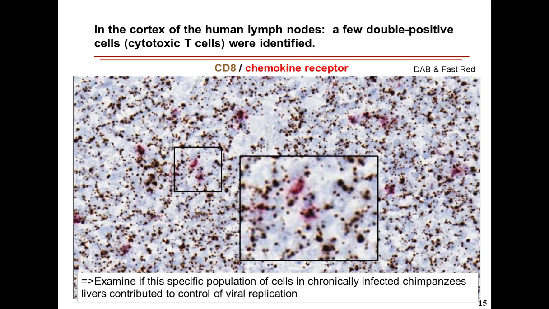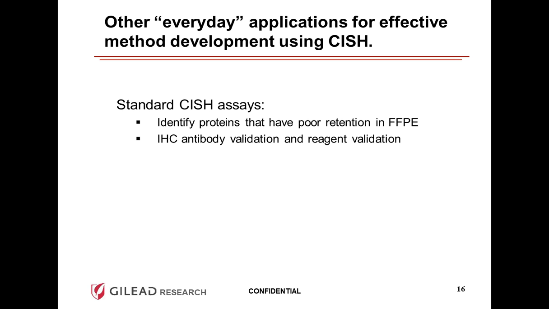So we were able to identify a few double positive cells. These cytotoxic T cells were identified. In the dark brown are the CD8 positive T cells, and then where you see red is a dual expression of CD8 and the chemokine receptor. So we were able to examine if this specific population of cells were affecting chronically infected chimpanzees with HBV. And so we were able to apply this onto the chimp tissues.